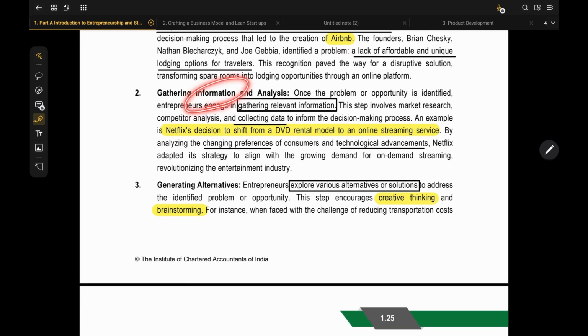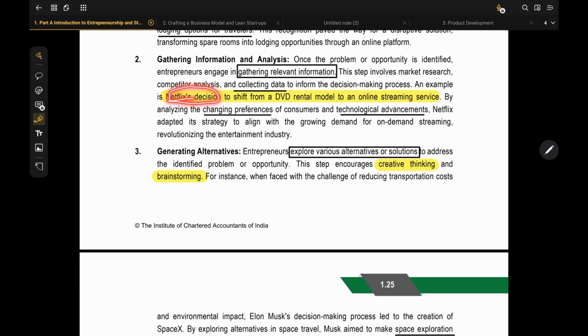Gathering information. For that, I already said we have to do a lot of market research. Netflix's decision. Earlier, Netflix was a DVD rental model. Their business was to rent DVDs. But now, they have changed into online streaming. This is because they conducted the research, found out the problems, and changed.